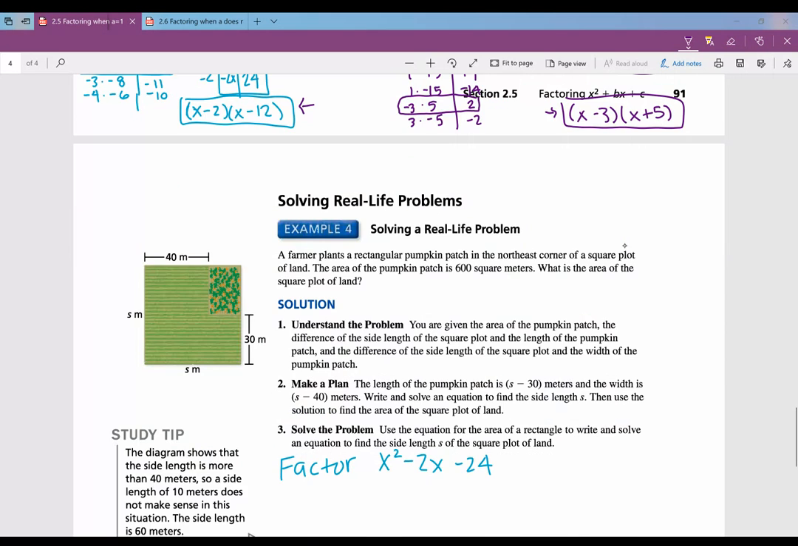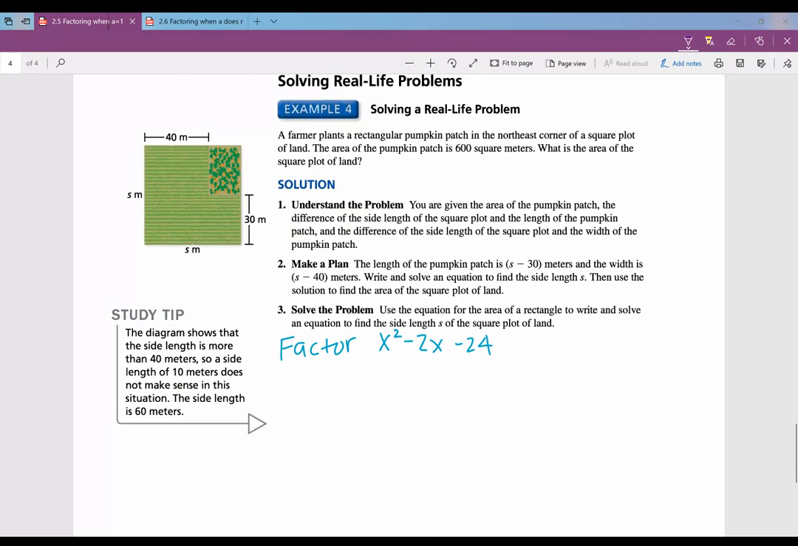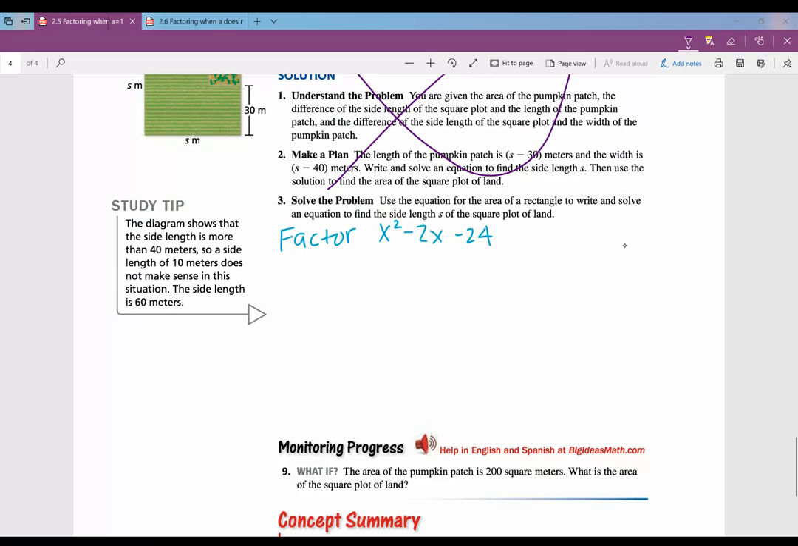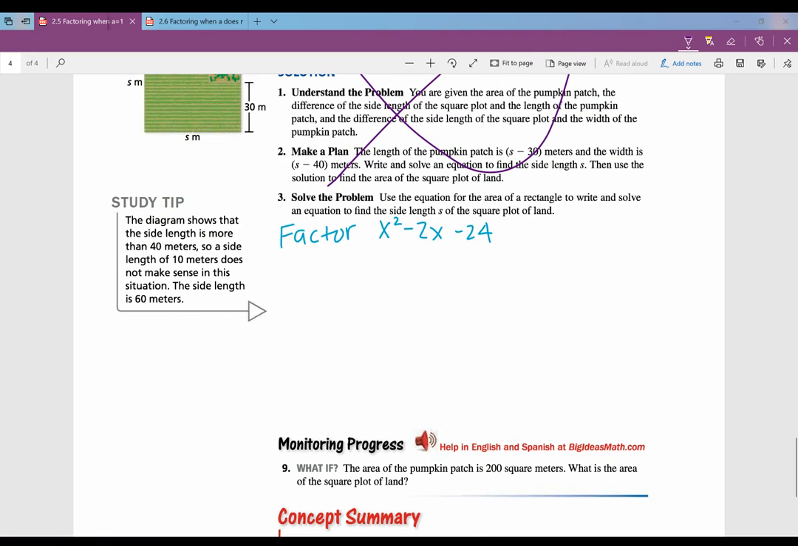All right, so let's go on to our last page. So we're actually not going to do this problem because it talks about something from 2.4, which we skipped and we're going to come back to later. So instead, we're going to do this problem. We're going to factor x squared minus 2x minus 24. So first, we need to find a, b, and c. So our a is 1, b is negative 2, and c is negative 24.